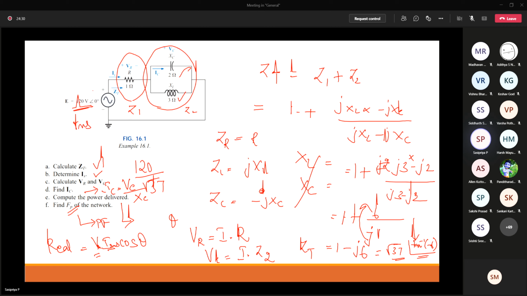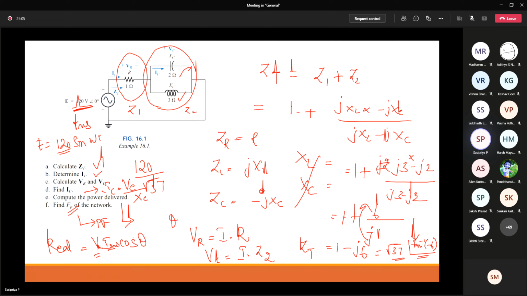If they had given it with an equation, E is equal to 120 sine omega t, then what is the expression? E is equal to Vm sine omega t, so this is a maximum value. But here they didn't specify anything. So when it is not specified, you can take it as either a maximum value or an RMS value. Here please remember it is VRMS IRMS cos theta.